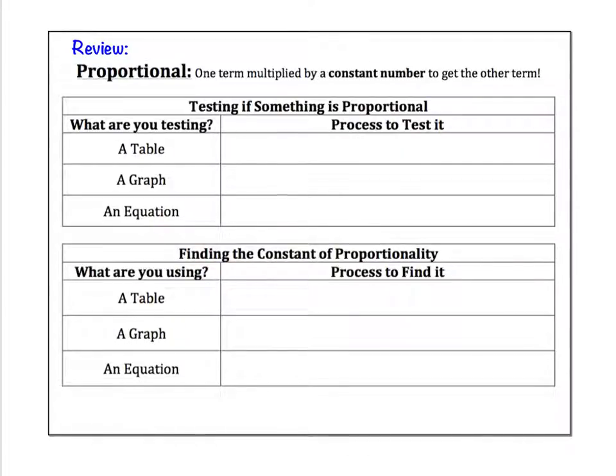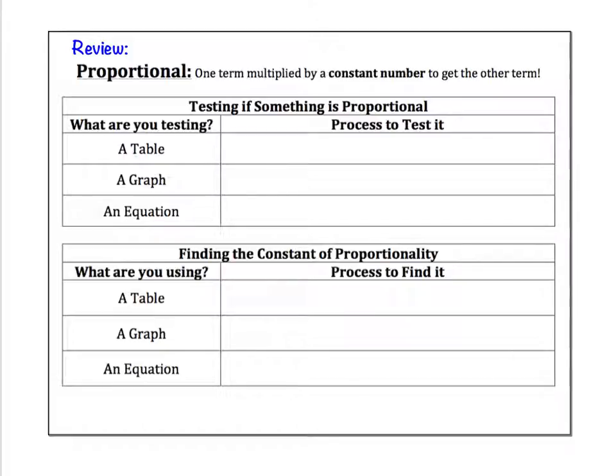Hi everyone, let's get started first by just doing a little review of what all we have learned so far. So far, we've been talking about proportional relationships, which always keep in mind means when one term is multiplied by a constant number, or the same number, to get the other term. So that's all that's happening. In this topic, it's kind of broken down into two main subdivisions or whatever you want to call them. And the first is how do we test if something is proportional?